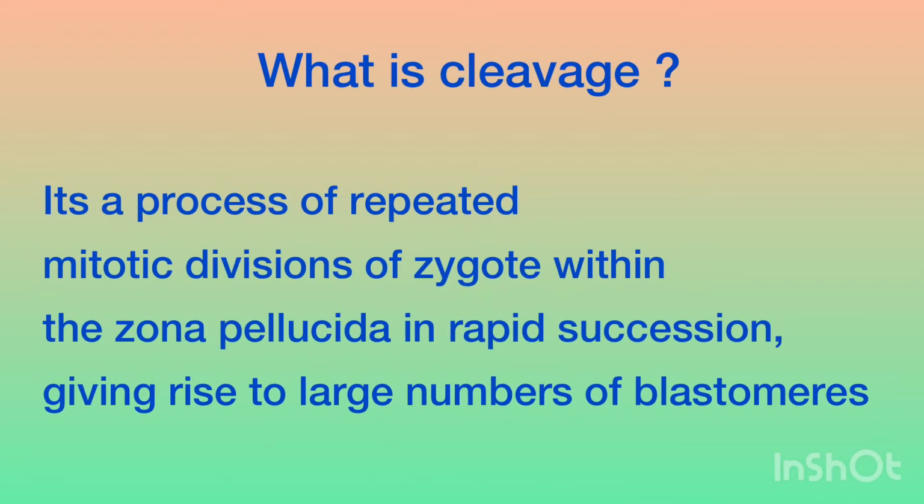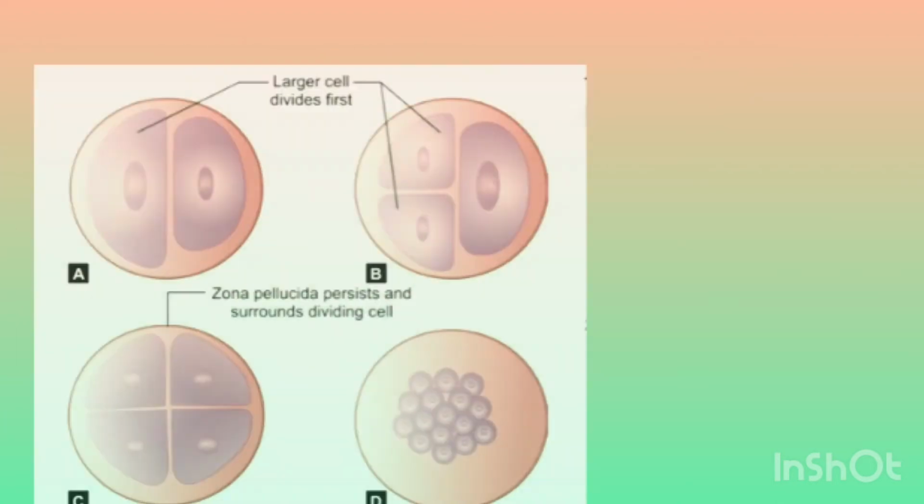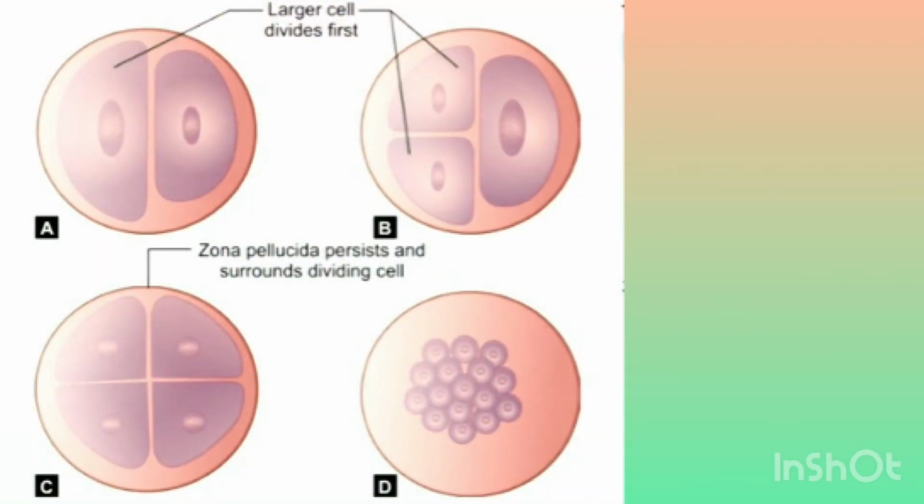And cleavage is a process of repeated mitotic divisions of the zygote within the zona pellucida in rapid successions, giving rise to large number of blastomeres. The terms over here are really new to all of you, which we will be discussing further in this video. So stay tuned. The term cleavage basically means division. The cleavage division lasts for about 6 days, that is up to 7th day after the fertilization.